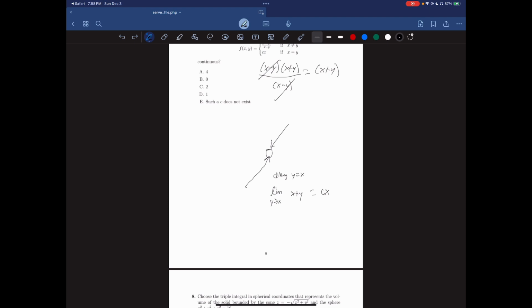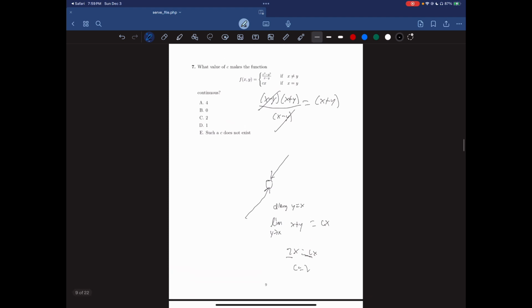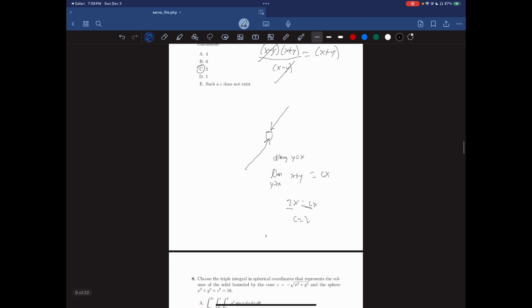So this limit's pretty simple to evaluate. We can just plug it in. We get 2x equals cx. And if we inspect this, the only c value that makes this true is c equals 2. And hopefully, yeah, c is our answer here. Well, c equals 2, okay.